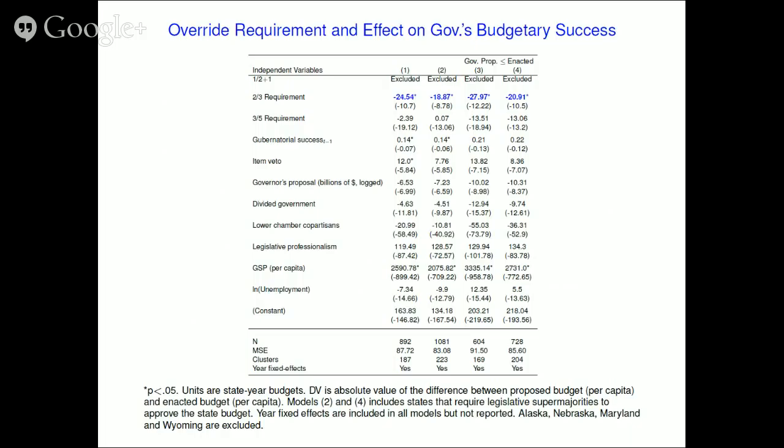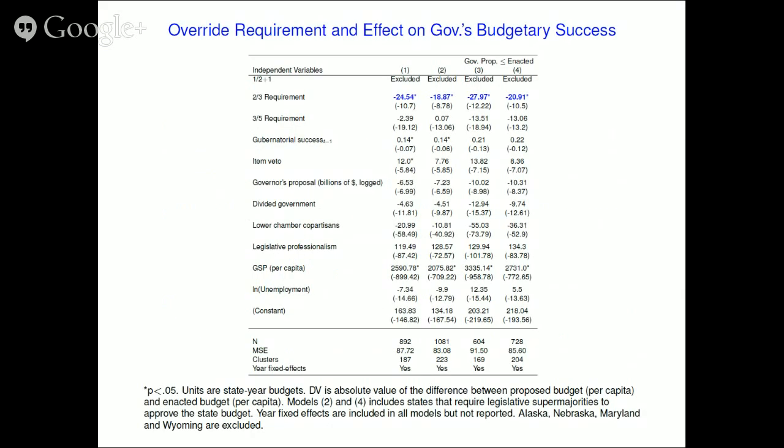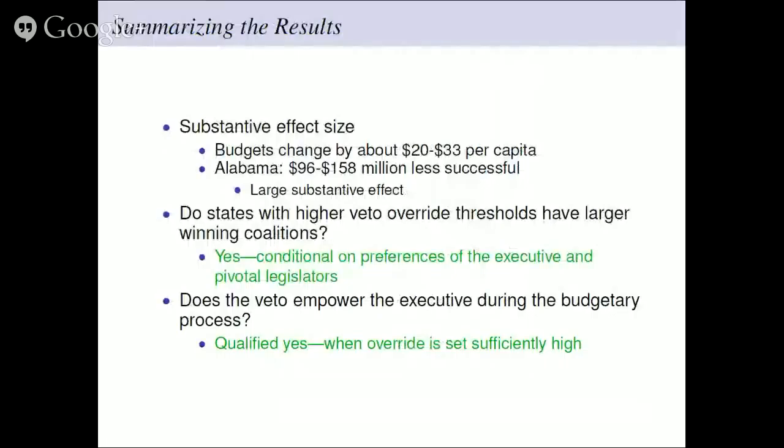And notice that these are some of the only consistent results here. To give you an idea of the substantive effect, remember we're dealing in per capita budgets. The effects are about $20 to $33 per capita, depending on the model specification you use. That's how much closer the governor gets to their proposed budget.